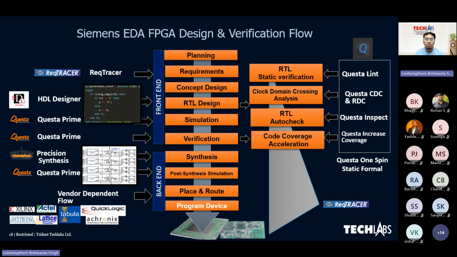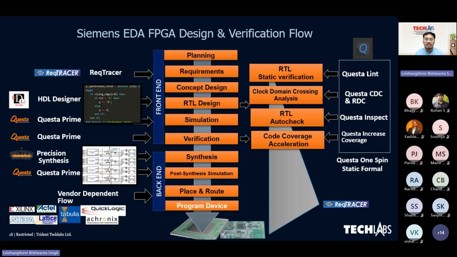And then finally, you have to perform synthesis. Precision synthesis is a vendor-independent tool for FPGA synthesis. And then finally, we will move on to the placement and routing and programming the device. And we will be depending on the vendor-specific tool for that. Just for example, for your AMD FPGAs, Vivado we will be using, and for Intel FPGAs or Altera FPGAs, we will be depending on the Quartus tool.